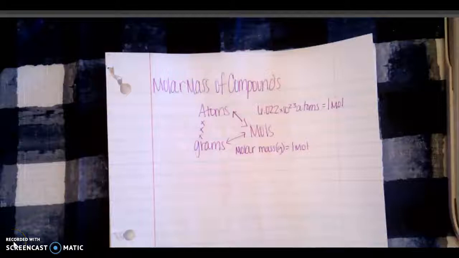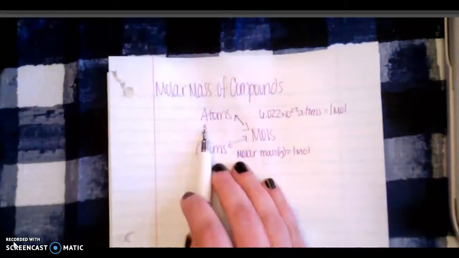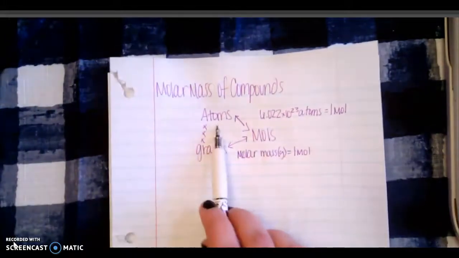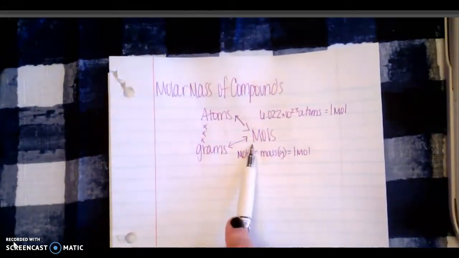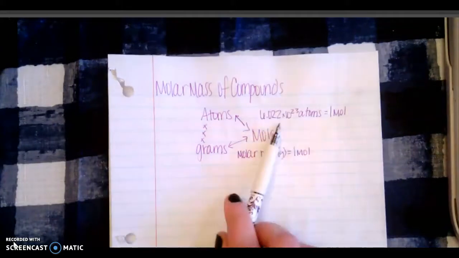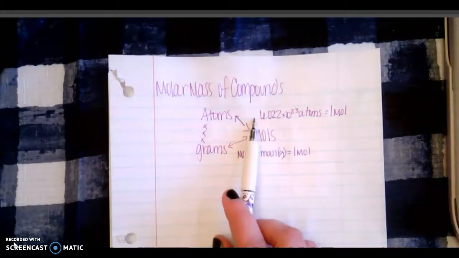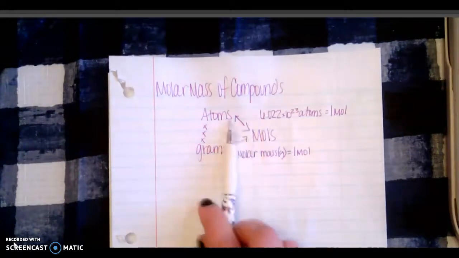Hey guys, so we are going to talk about how to calculate the molar mass of a compound. That'll get you through the worksheet on molar mass, and it should also help you with moles and atoms with compounds, okay? So, just to review, I know how to go from atoms to moles. 1 mole is equal to 6.022 times 10 to the 23rd atoms. That's Avogadro's number, okay? I can go back and forth between atoms and moles.